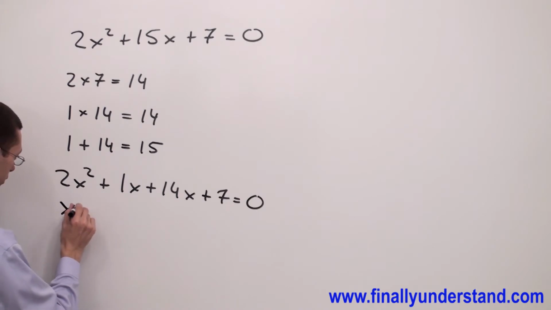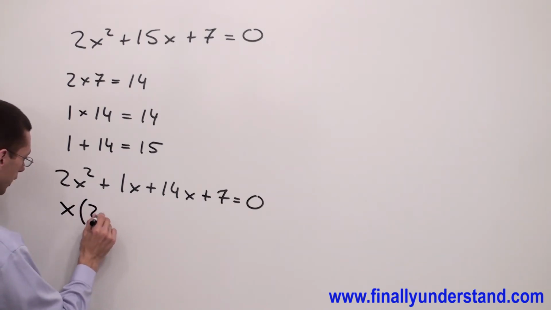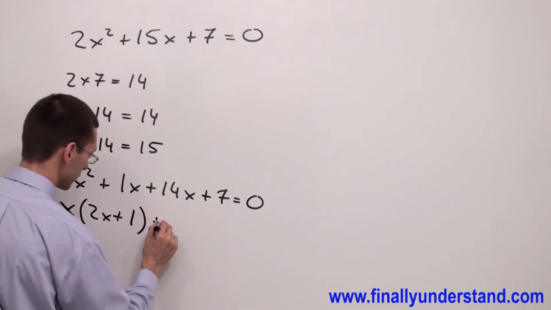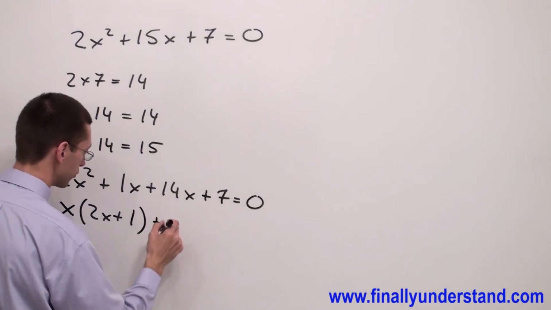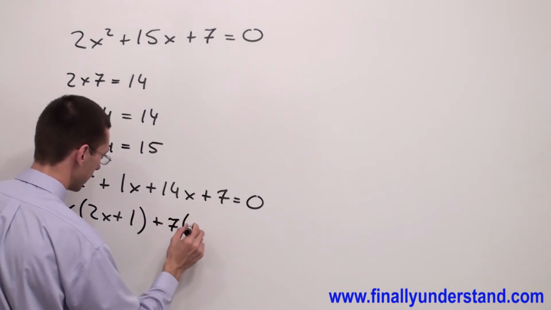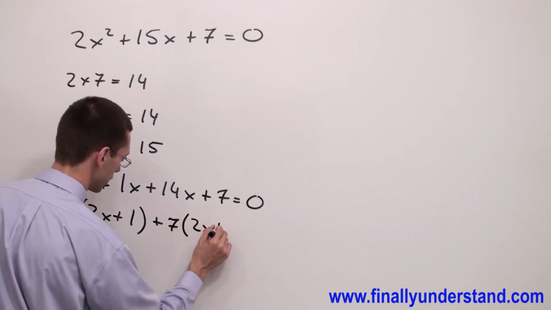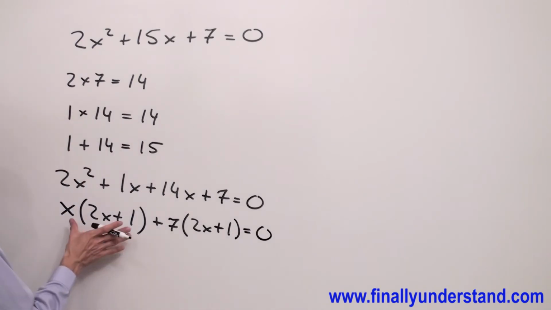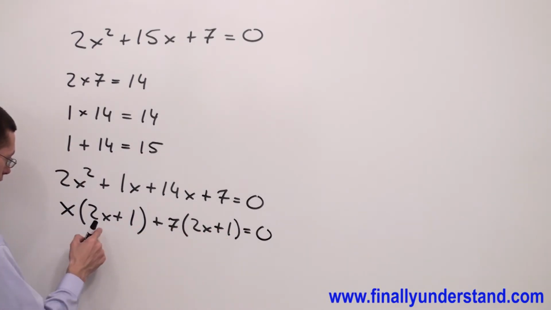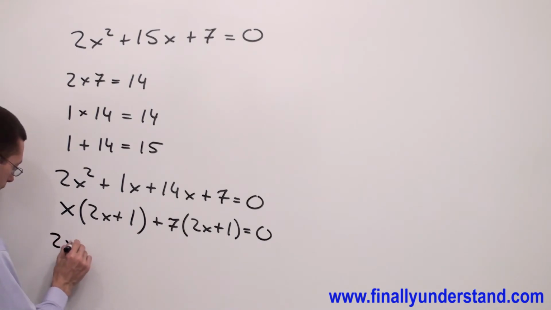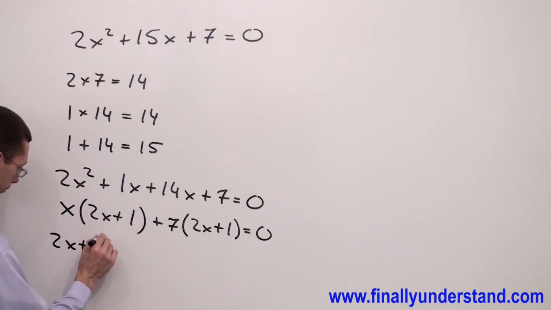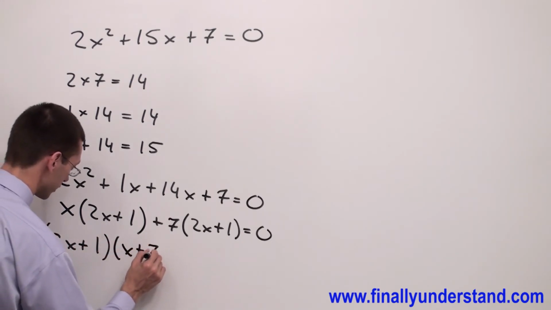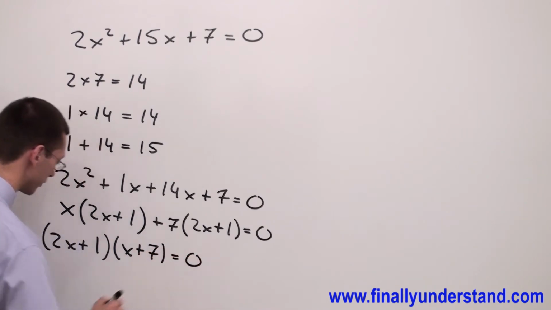So I have x, and inside of the parentheses I have 2x plus 1. Plus, from these two terms I can factorize 7, and I have 2x plus 1 equals 0. Now from these two terms I can factorize the common factor, which is 2x plus 1, and I have x plus 7 equals 0.